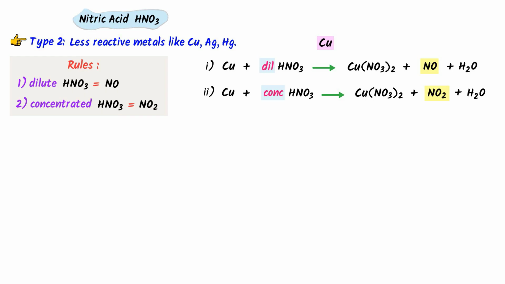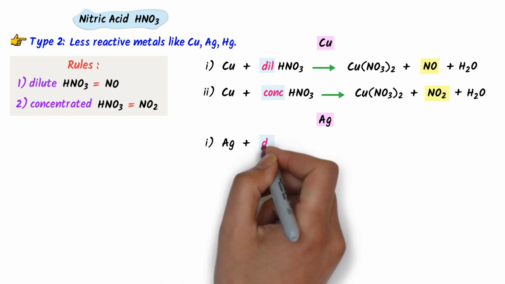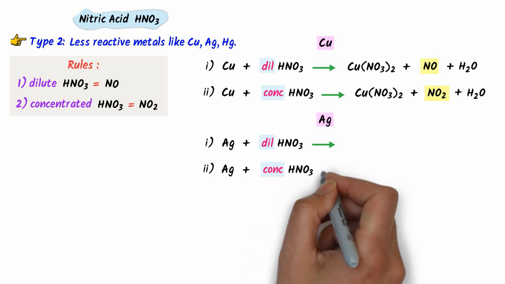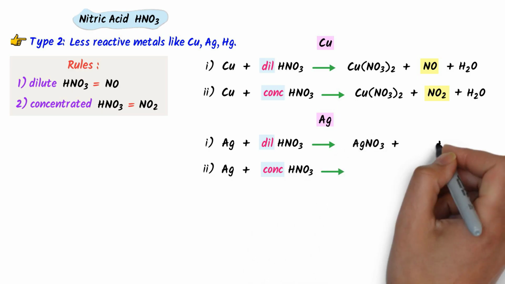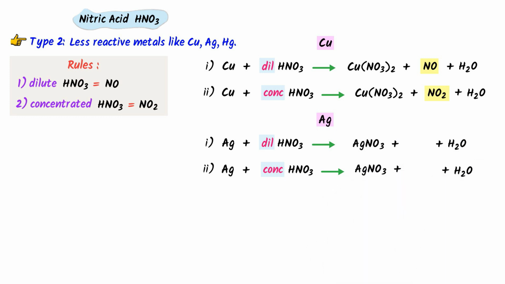Now consider another less reactive metal like silver. Let silver react with dilute nitric acid and silver react with concentrated nitric acid. As usual, I get silver nitrate plus water and silver nitrate plus water.